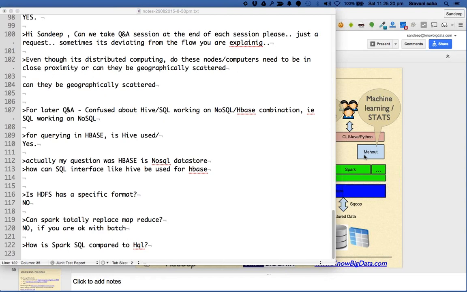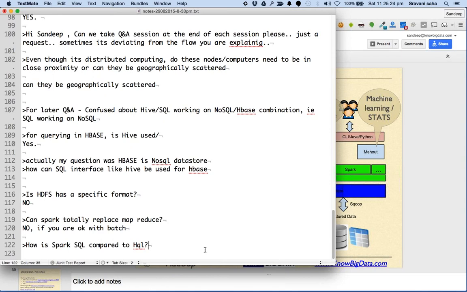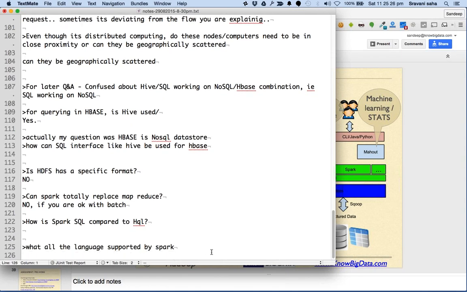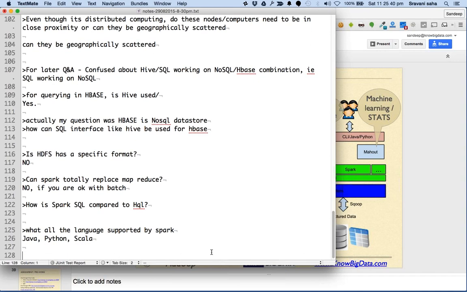Moving ahead. Now, the question from Sarvana is what are the languages supported by Spark? Spark supports many languages as of now. On the raw level, it's Java, Python, and Scala. While on a little higher level, it's Spark R, which is a clone of R, and then Spark SQL on top of it.